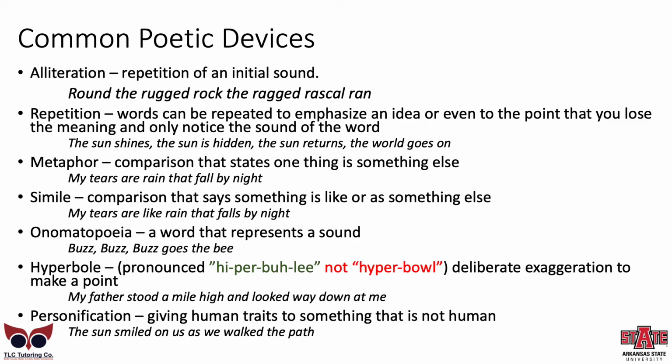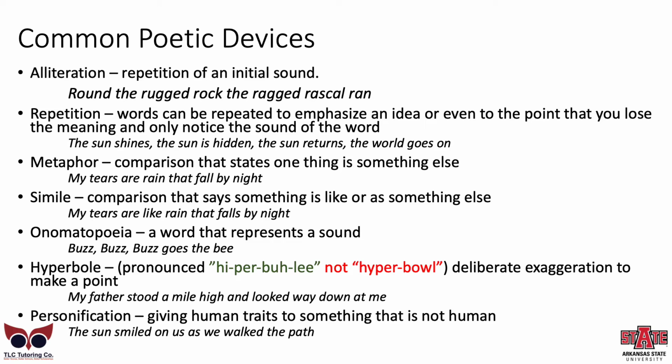A simile, very similar to a metaphor, is also a comparison. But unlike a metaphor, a simile is a comparison that says something is like or as something else. To write the same line with a simile, I would say, "My tears are like rain that falls by night." You notice these are very similar because they both make comparisons. The biggest difference is that use of like or as versus saying that one thing is something else.